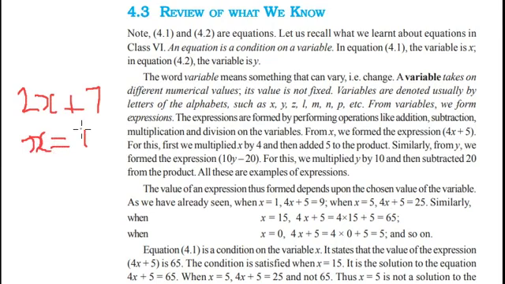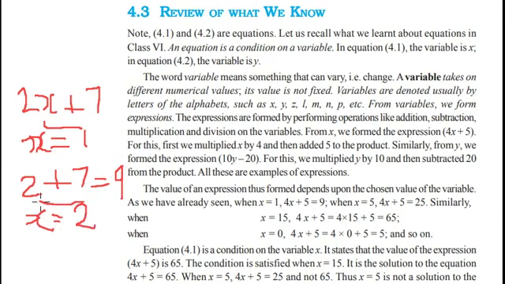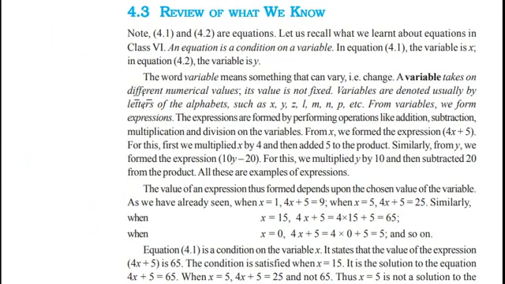We replace the value of x here. 2 times 1 is equal to 2. 2 plus 7 is equal to 9. When the value of x is equal to 2, we replace the value of x in this expression. We will get 2 times 2 is equal to 4, plus 7, is equal to 11. So the value of an expression depends upon the chosen value of the variable.